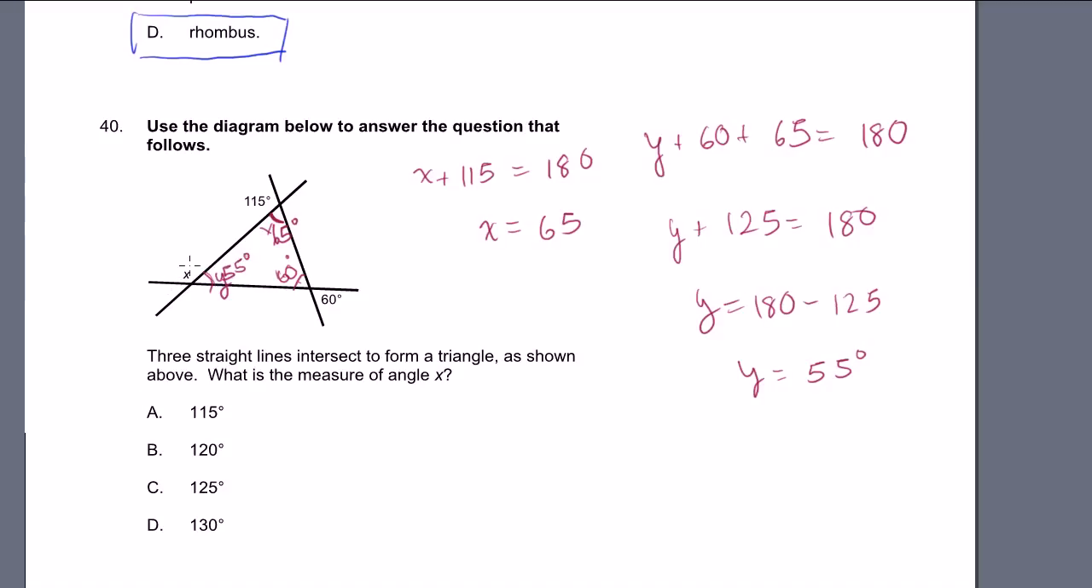Now, x is supplementary to y. So you say x plus 55 is equal to 180 degrees. So we say x is equal to 180 minus 55, which is equal to 125 degrees. Just choice C right there.